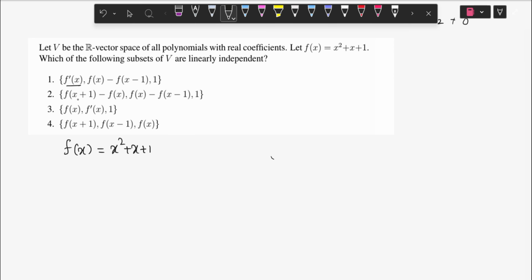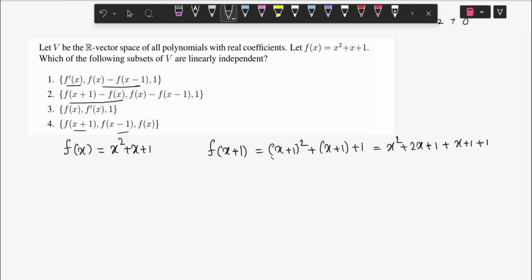Now I am calculating f dash x, all of them. Just क्योंकि पहले कैलकुलेट कर लेना ही अच्छा होगा. f of x plus 1, that is x plus 1 whole square plus x plus 1 plus 1. So that gives you x square plus 2x plus 1 plus x plus 1 plus 1. So that gives you x square plus 3x plus 3. ठीक है ना? f of x plus 1 हमें मिल गया.